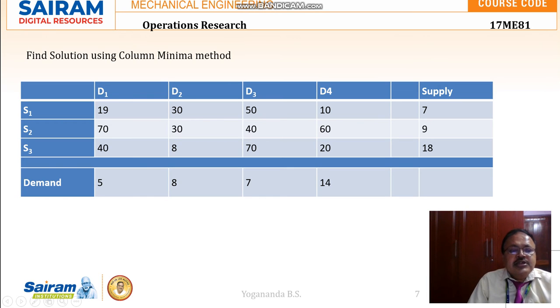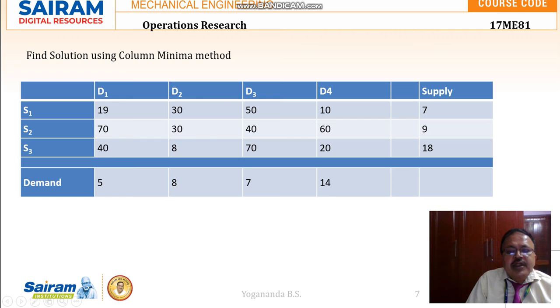The capacity of supplier 1 is only 7 units of product. Similarly, supplier 2 can supply 9 units and supplier 3 can supply 18 units of the product. Column wise, the demand from destination 1 is only 5 units. From warehouse or showroom number 2, the demand is 8 units, then 7 units and 14.